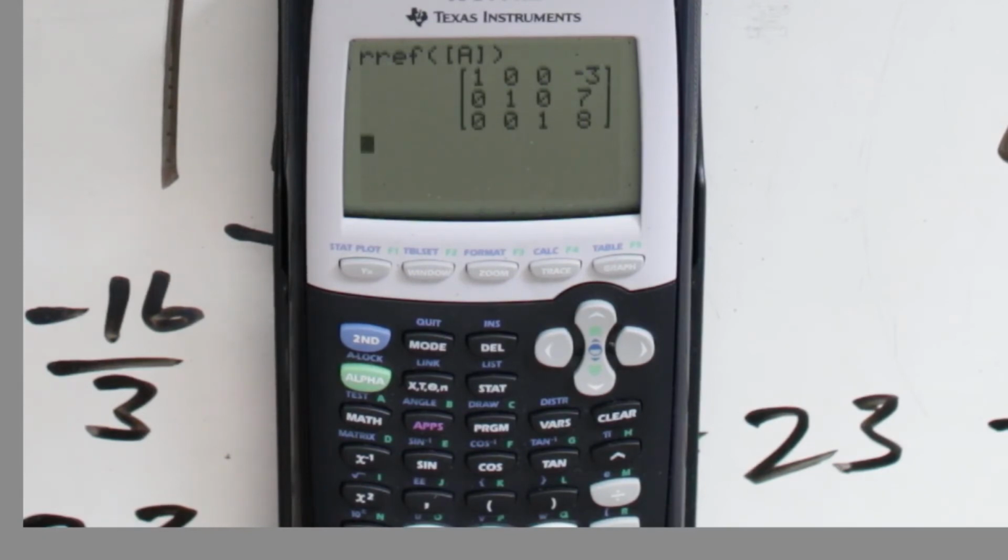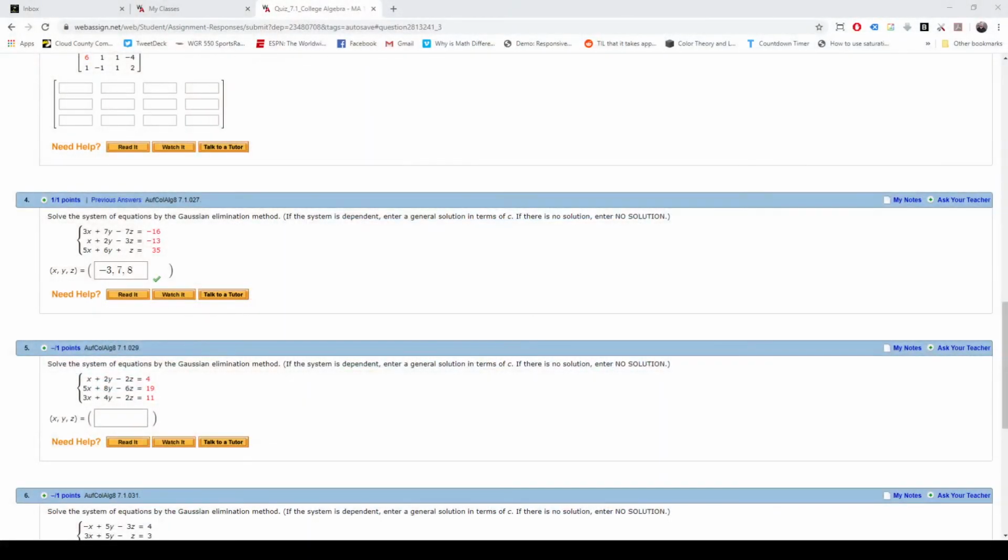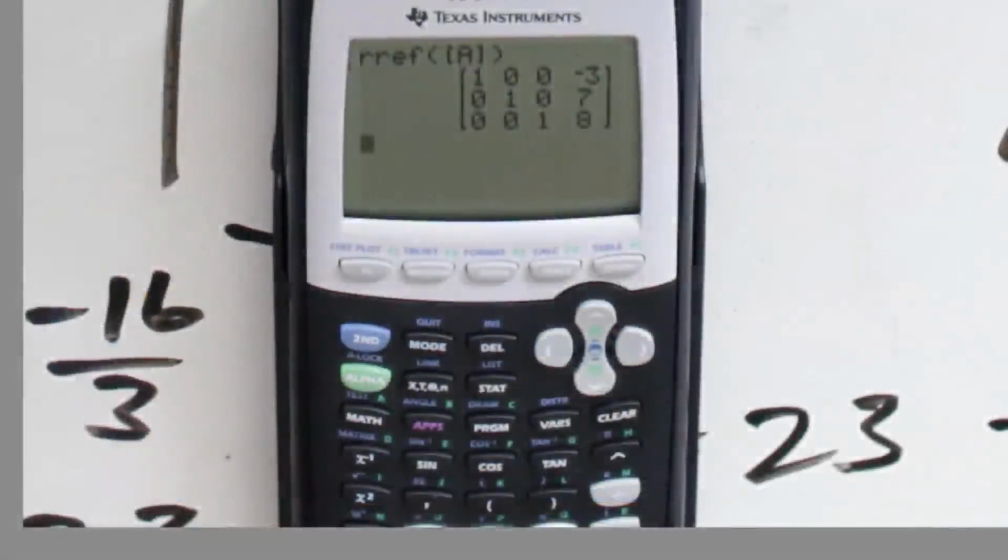Do you see the numbers on the far right-hand side? Do those look a little familiar to you? Well, they really should, because if you go back to what our solution was, there they are. -3, 7, and 8. And that is exactly what we got when we used reduced row echelon form.